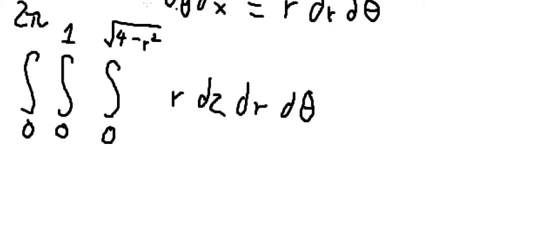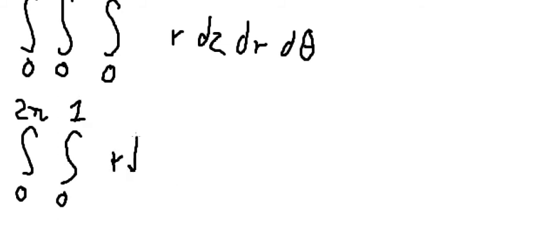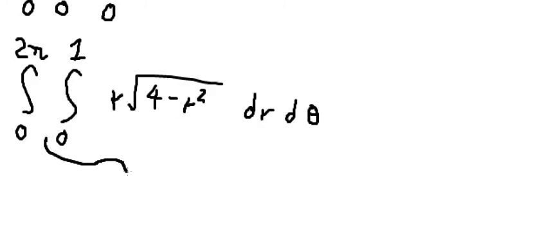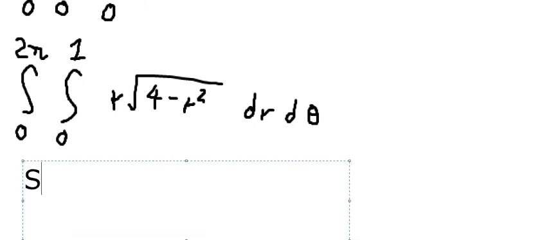And now we just calculate these triple integrals dz, so we just have this one left. That should be r multiplied with the square root of 4 minus r squared dr d theta. To calculate this integration, we can use substitution.